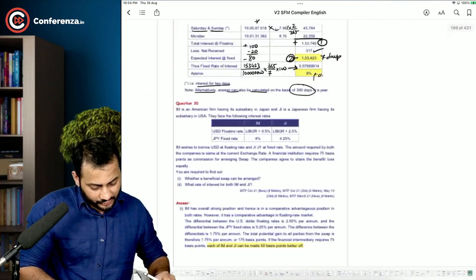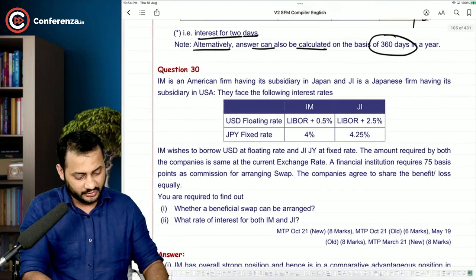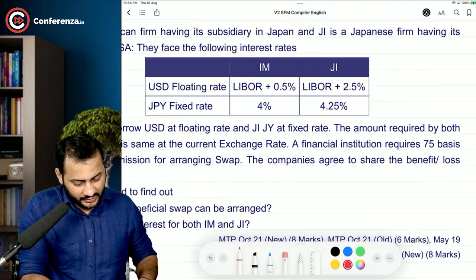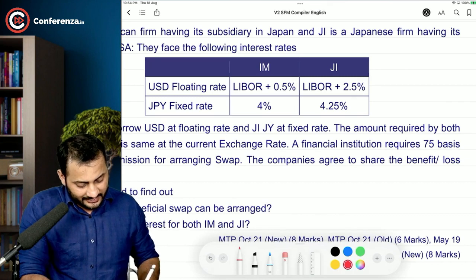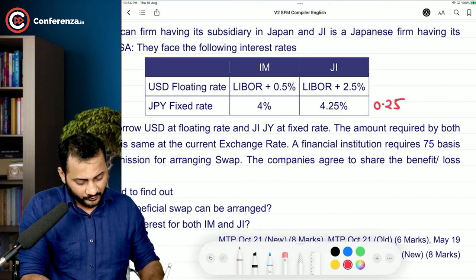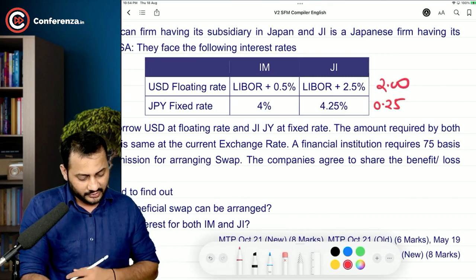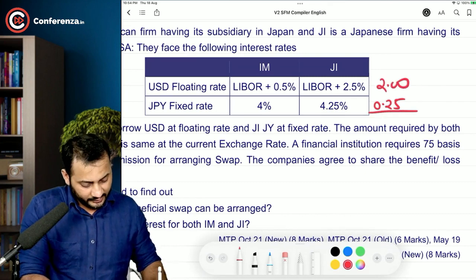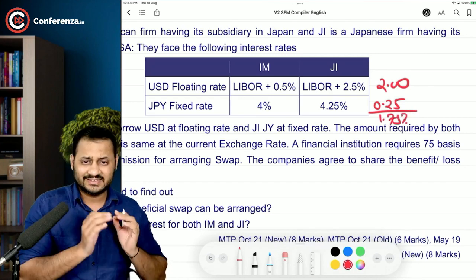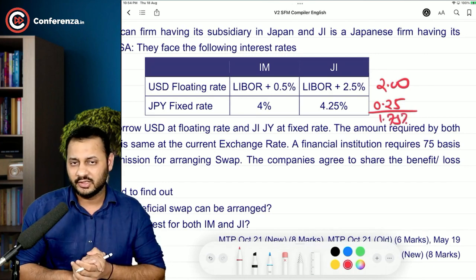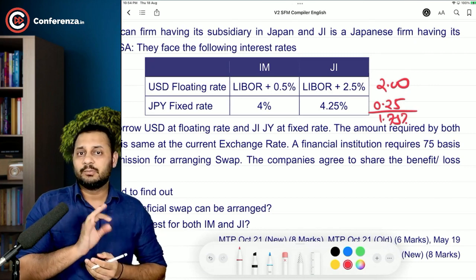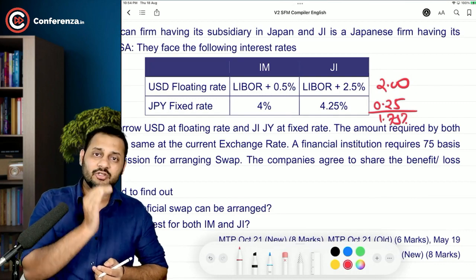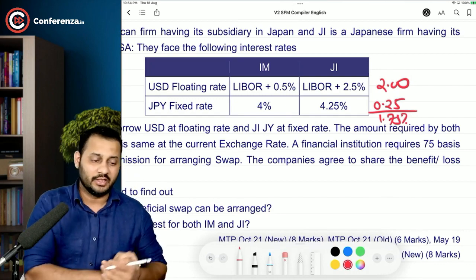Now what happened in question number 30? Let's come to question number 30 and find out the comparative advantage. Which party has comparative advantage in which rate? You can clearly see that if we calculate the difference, 0.25 is the difference of fixed rate and 2% is the difference of floating rate. Again, 1.75 is the difference, exactly similar to what we have seen in the previous question. So 1.75% is the possible gain, but still the swapping is not possible in this question. Why? I will tell you.